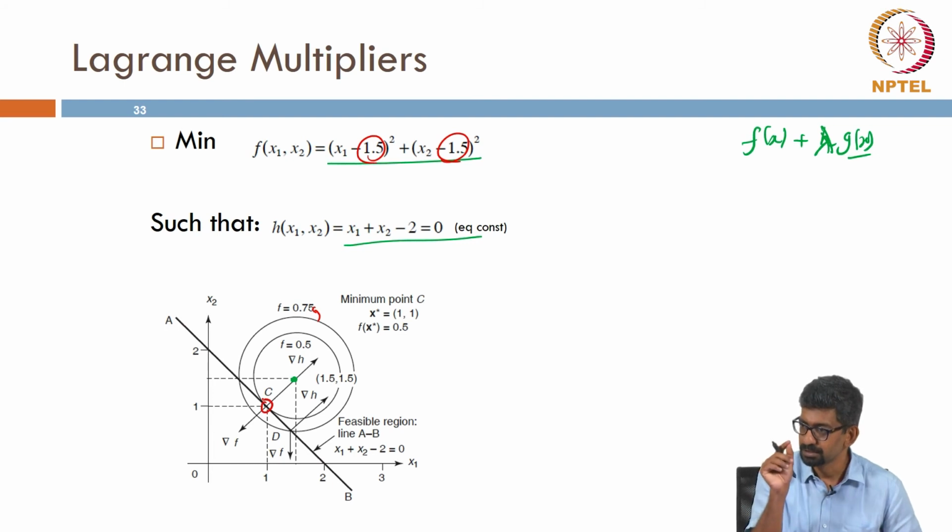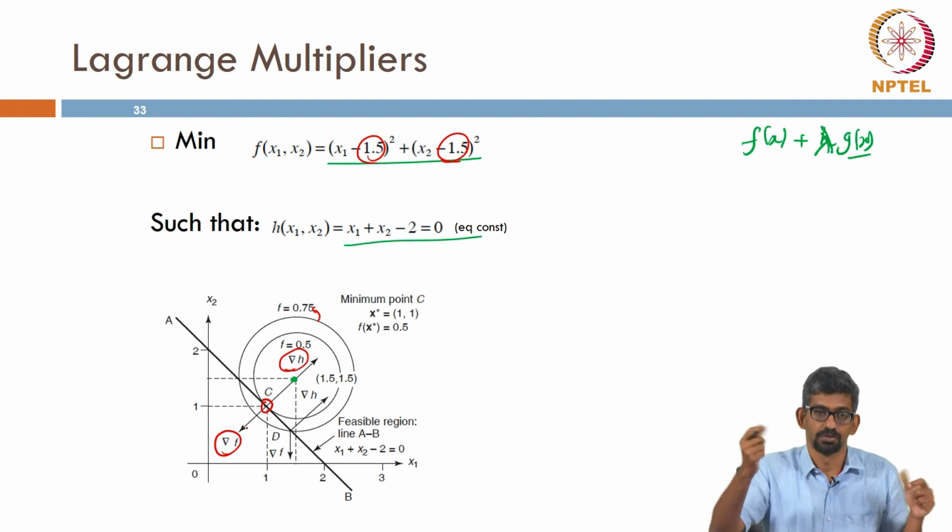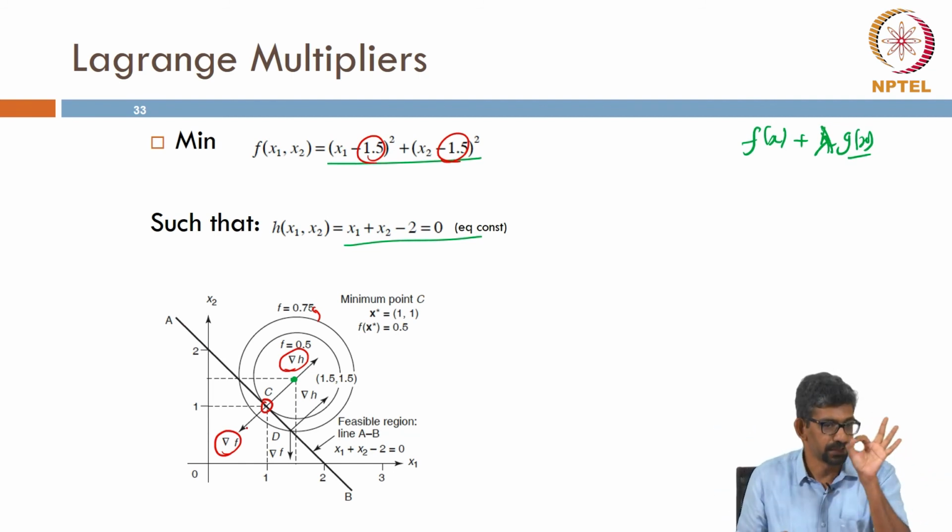Now, they are taking a simple feature here and saying that in this particular direction your function is increasing, that is the gradient of f, and your constraint is going in that direction, which is the gradient of h. The gradient of f and gradient of h, they both are in the same line. So, that is a feature at the optimal point.